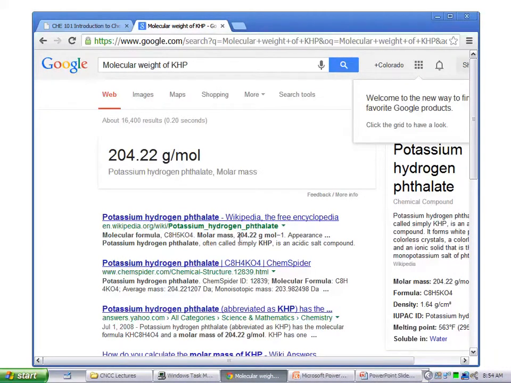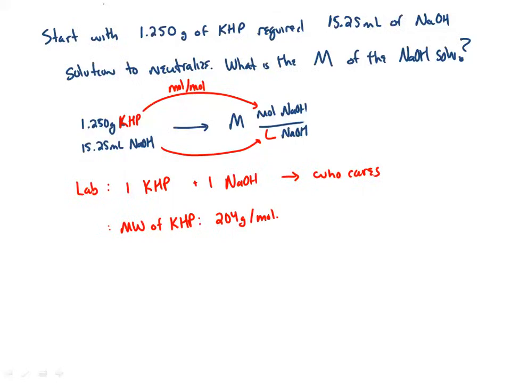Potassium hydrogen phthalate. Yep, 204.22. Yay for having useless pieces of information stuck in your head.